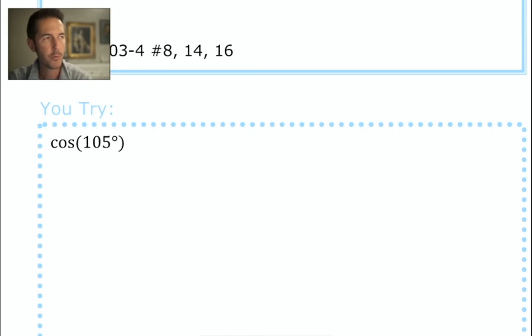What's 3 pi over 4 in degrees? What puts us in the middle of the second quadrant? That's 90 plus 45, that's 135 degrees. Oh, 135 minus 30. That would do it.